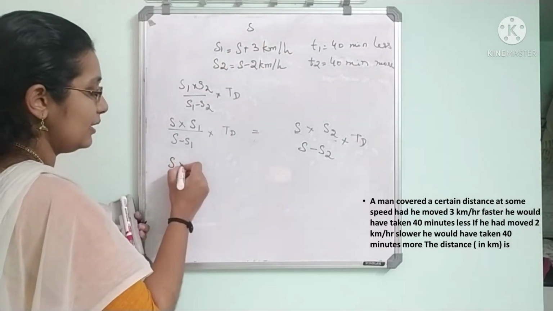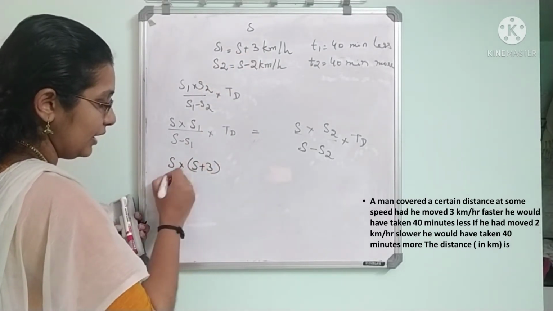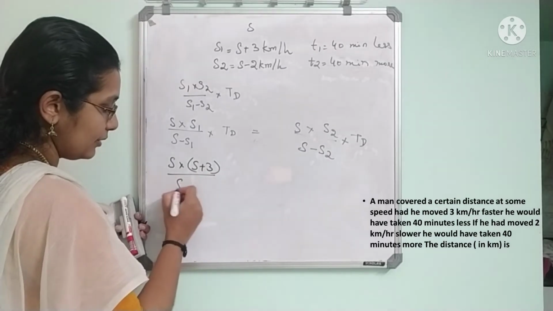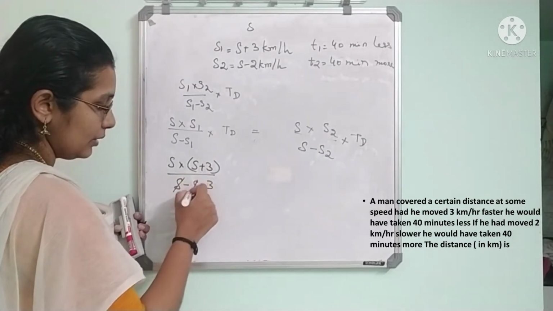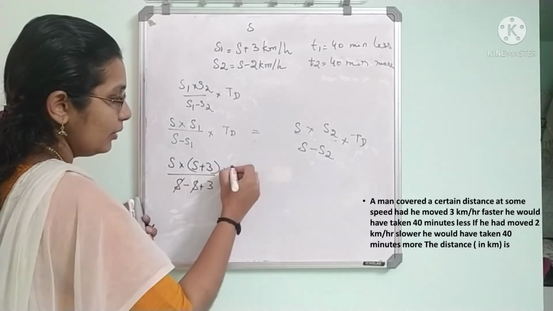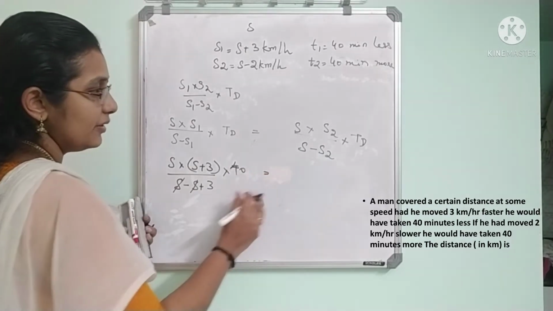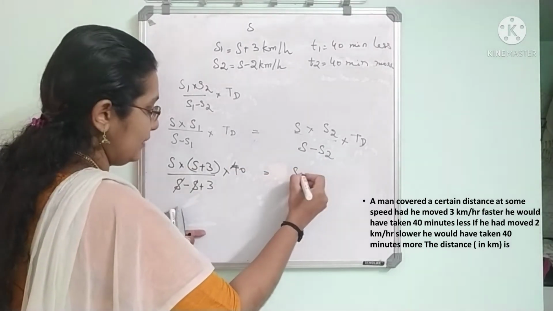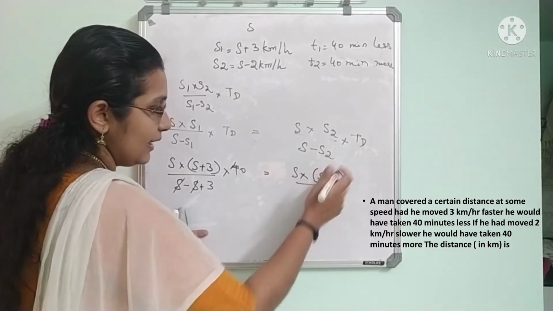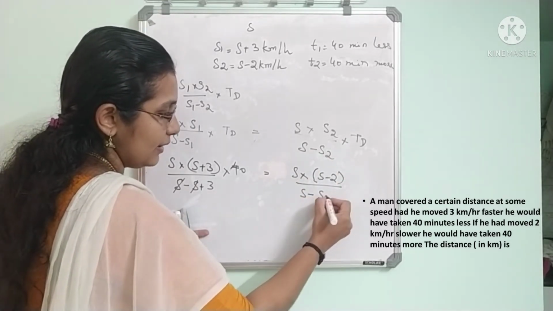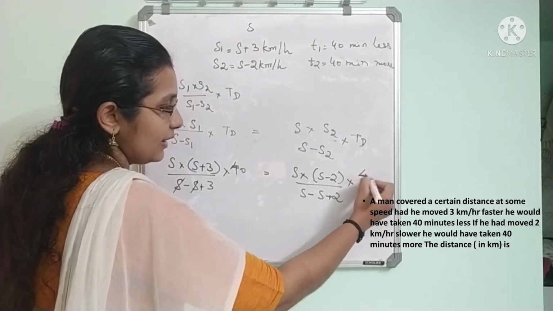Okay, and S1 is S plus 3, divided by S minus S1. So S minus S1 is S plus 3. Clear? Into time difference is 40, which is equal to S into S2. S into S2 is S minus 2, divided by S minus S2. S minus S minus 2, you will get it as plus 2, into time difference is again 40.